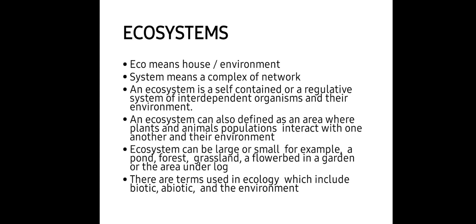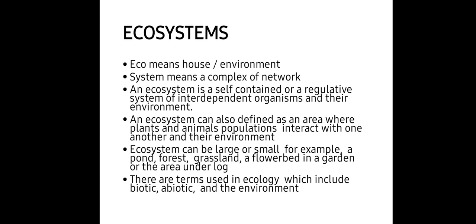Eco means house or environment. System means a complex network. So an ecosystem is a self-contained or regulative system of interdependent organisms and their environment. It can also be defined as an area where plant and animal populations interact with one another in their environment.